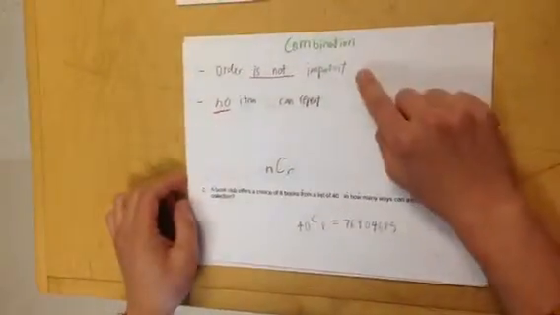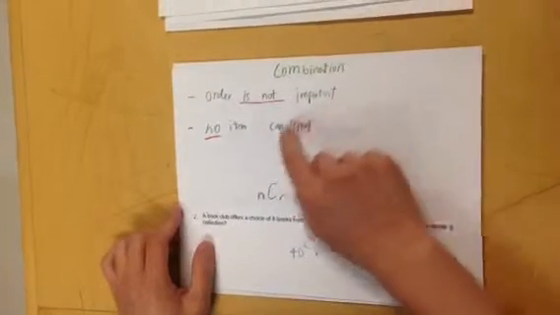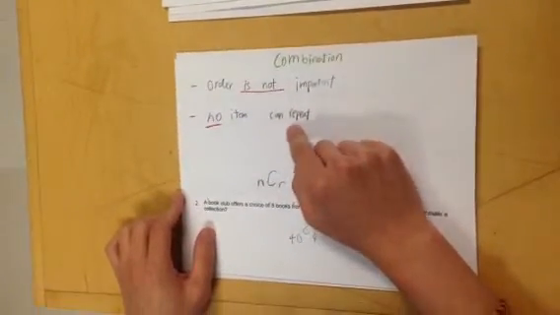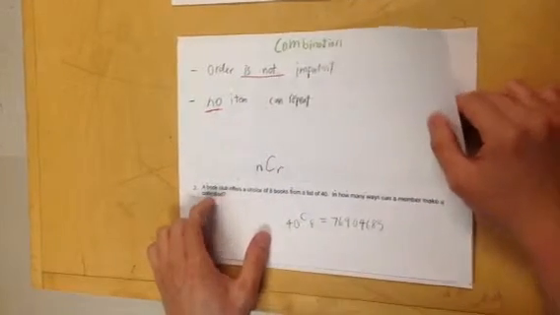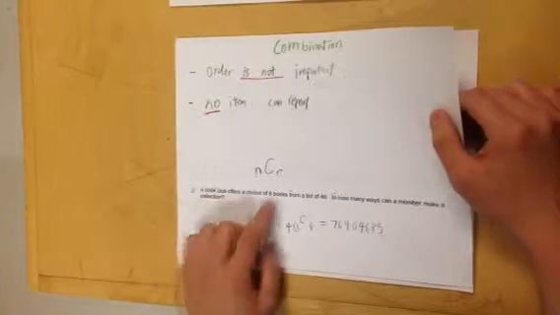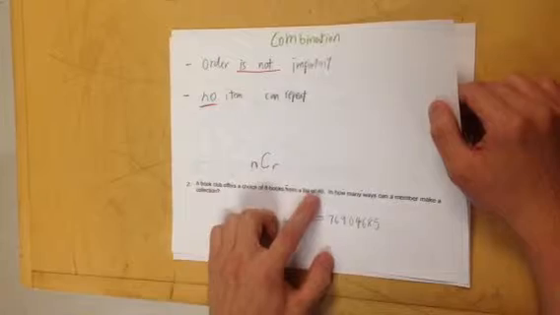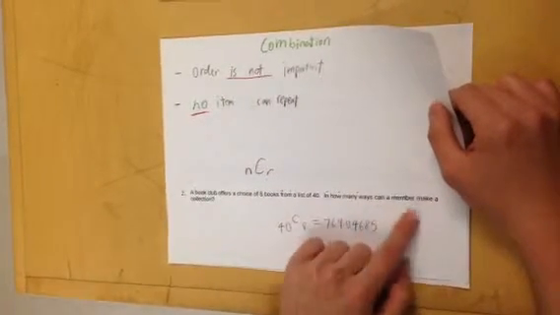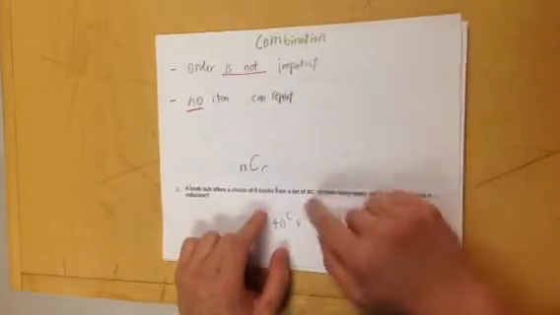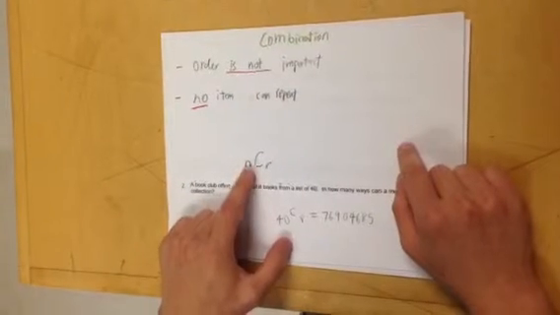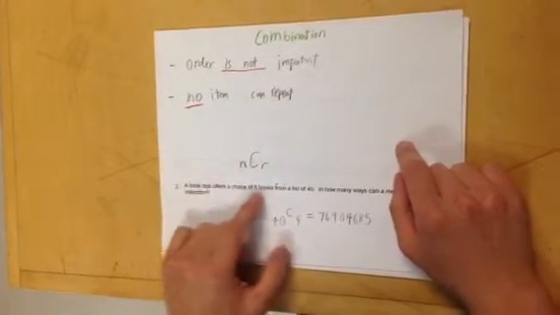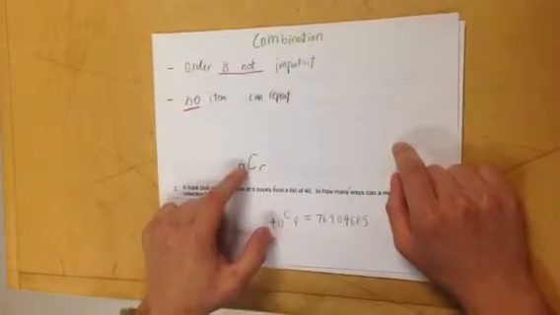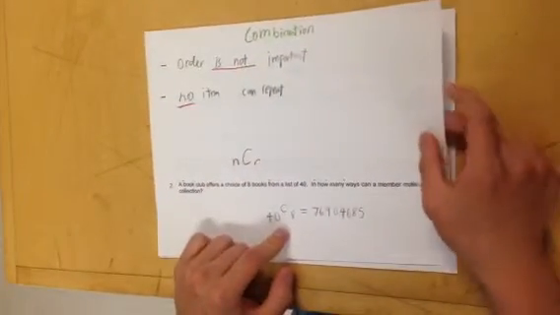For combination, the order does not matter, but same with permutation, no item can repeat. Here's an example problem. A book club offers a choice of 8 books from a list of 40. In how many ways can a member make a collection? Here, 40 is your overall sample size, which is N, and 8 is how many you're picking from. Here, the order does not matter, so you use combination, and you put this in your calculator, and this is your answer.